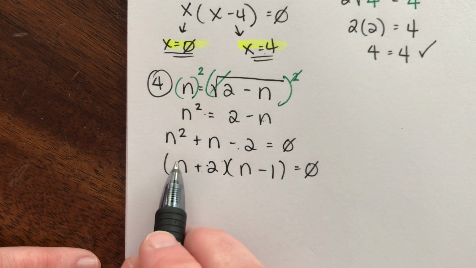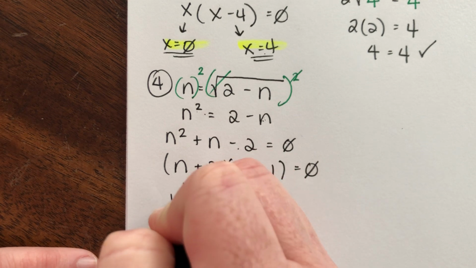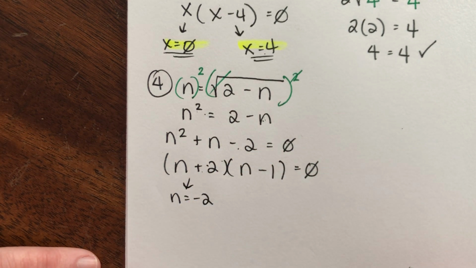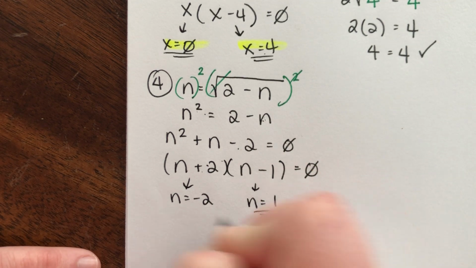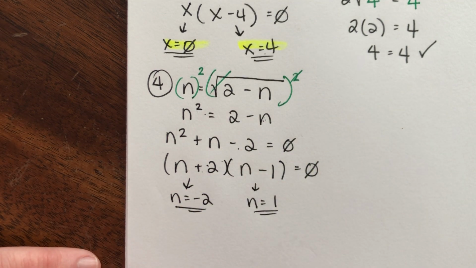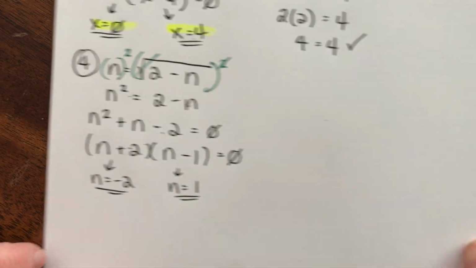Then zero product property, I set each of these equal to 0 and solve for n. In this case, n is going to equal -2. And in this case, n is going to equal +1. So I've got two solutions here. Now I want to go back and plug them both into my original equation, make sure they both work.